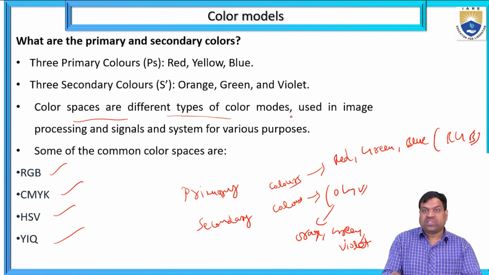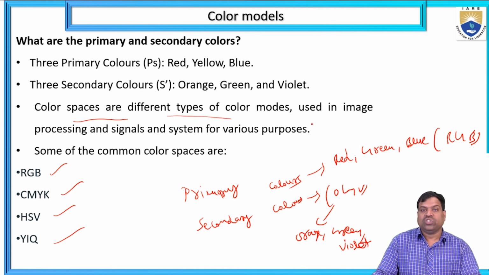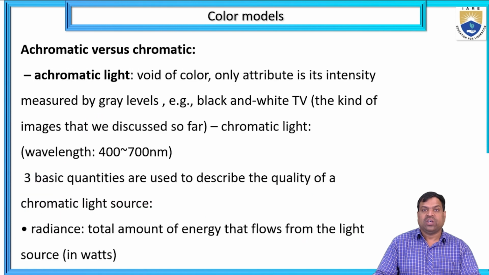The color spaces are different types of color modes used in image processing and signals and systems for various purposes. Some of the common color spaces are RGB, CMYK, HSV, and YIQ. So we will discuss each one.